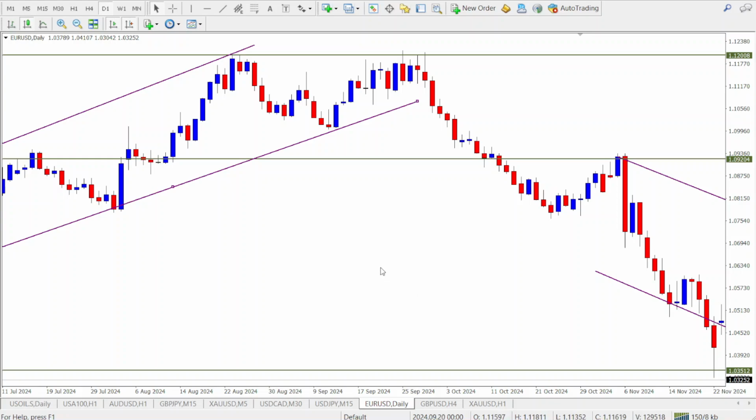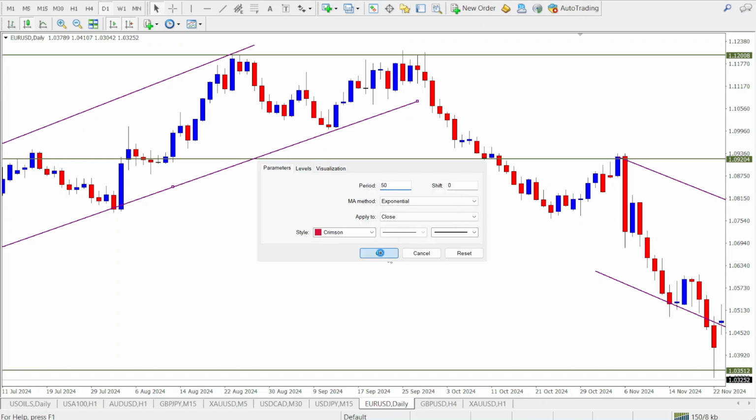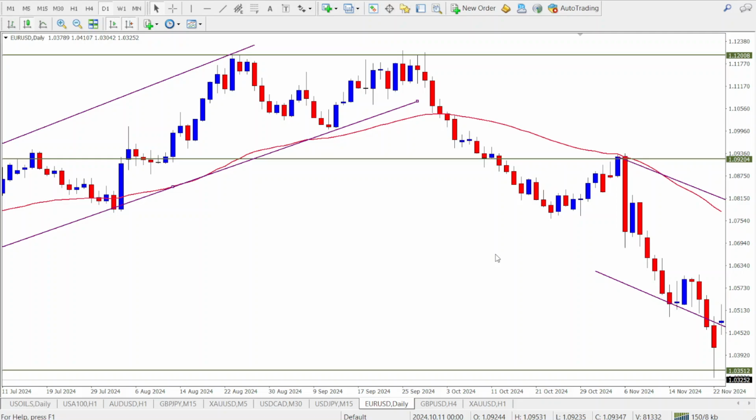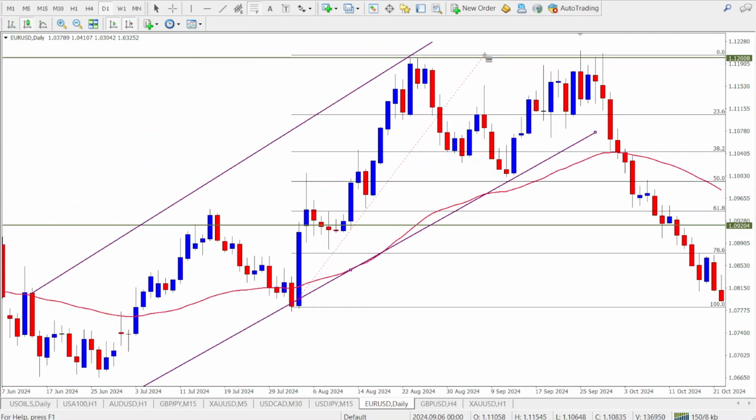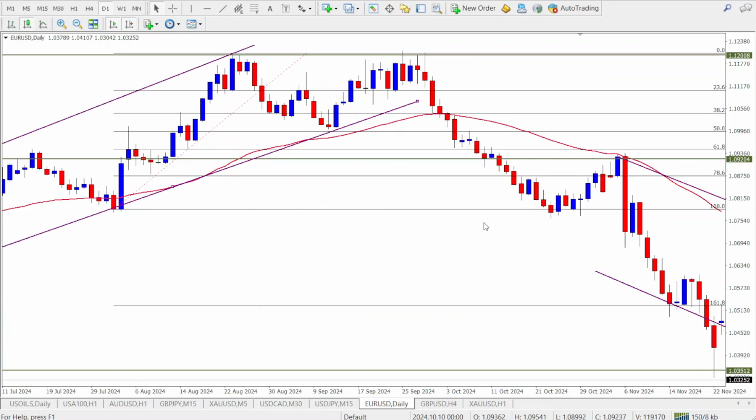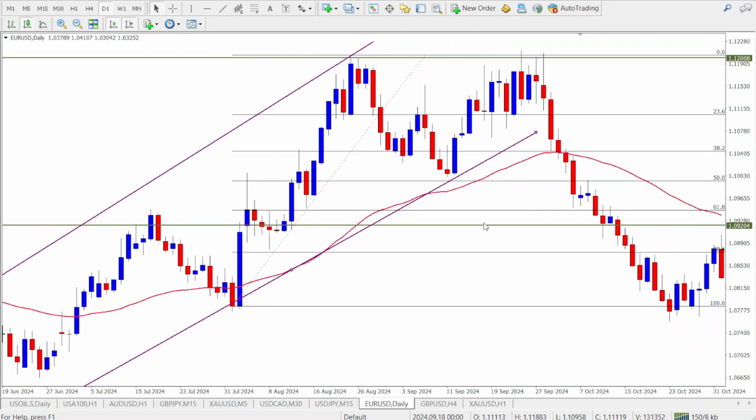Then finally, it is important to have confluence with technical indicators. It is actually necessary. While price action is powerful on its own, confirming your trades with moving averages, trend lines, even Fibonacci levels, can add an extra layer of confidence when you confirm your trades with these tools.